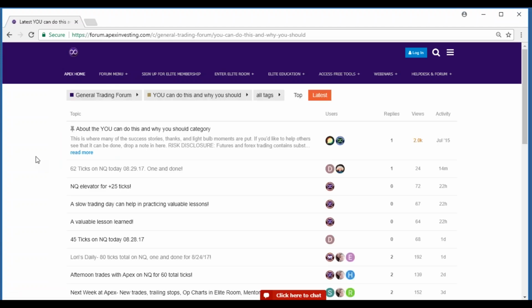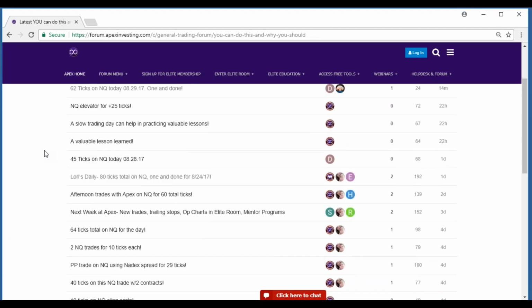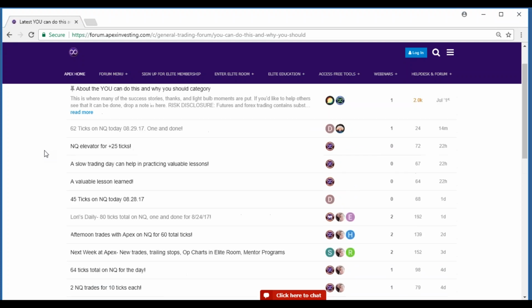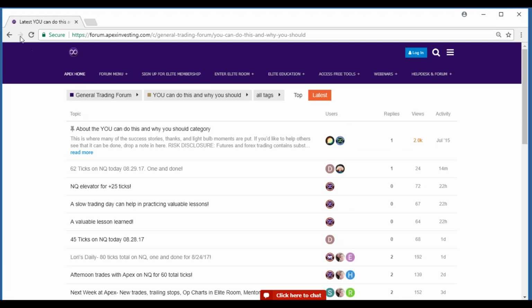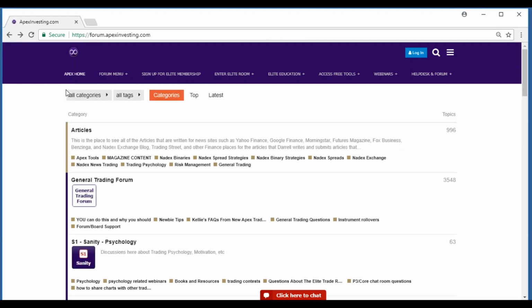There's tons of good moves out there, and they're just going to get better next week. You've seen these in the room, in 62 ticks and 25 ticks and 45 ticks. Queen Lori and her 80 ticks and 64. They're all over the place. Get these down, learn them, master them, and get ready for next week.